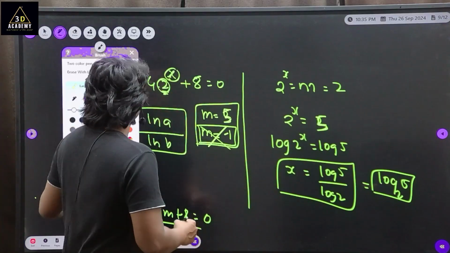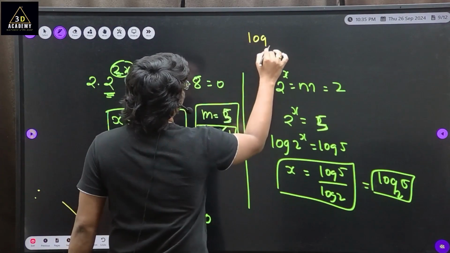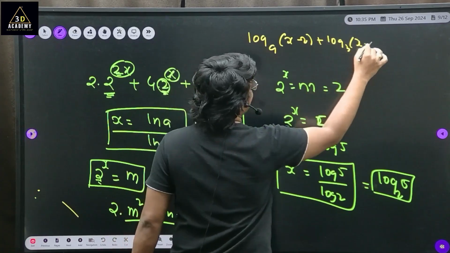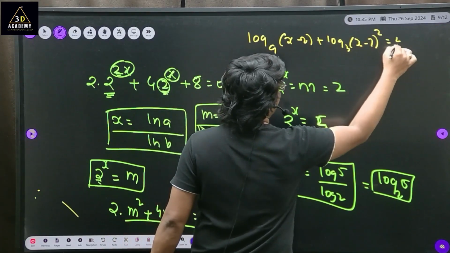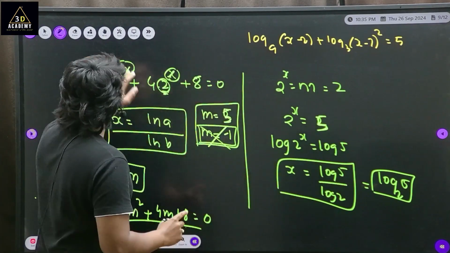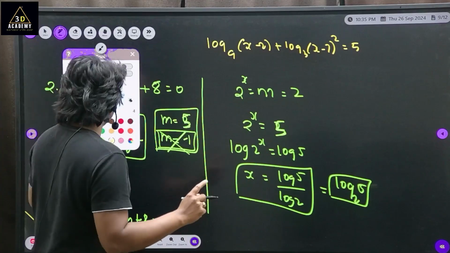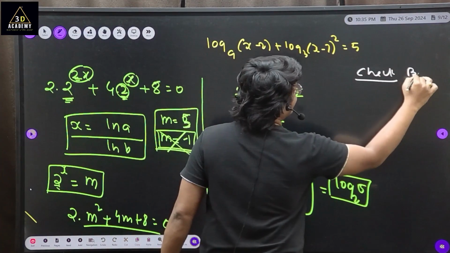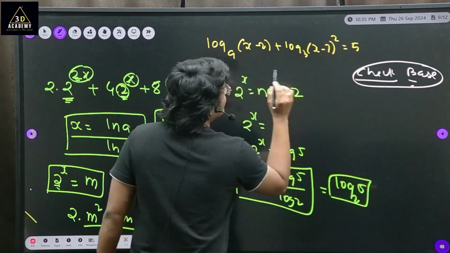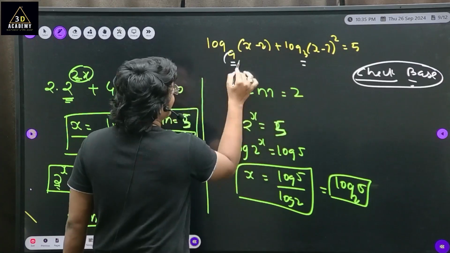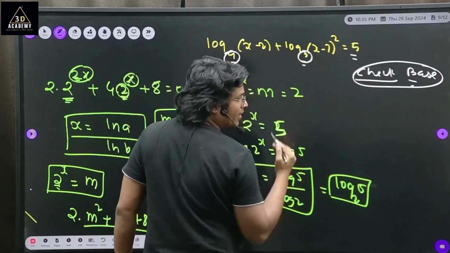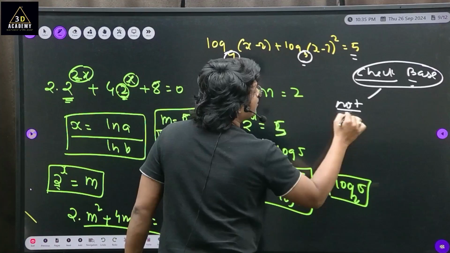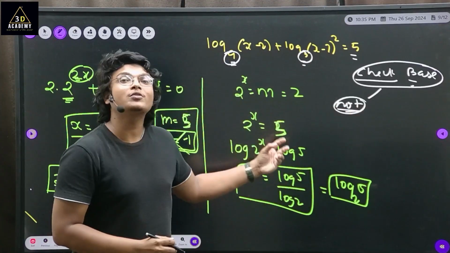And second one is they'll give you something like this: log base 9 of x minus 2 plus log base 3 of x minus 7 whole square equals to 5. Whenever you are solving logs ka question, 2 points you need to remember. That is, first always check base. When you check base, check if it is same or not. यहाँ पे 9 है, यहाँ पे 3 है और इसके पास तो log ही नहीं है. Correct? When you are checking base, if it is not same, तुमको उसको same करना पड़ेगा.